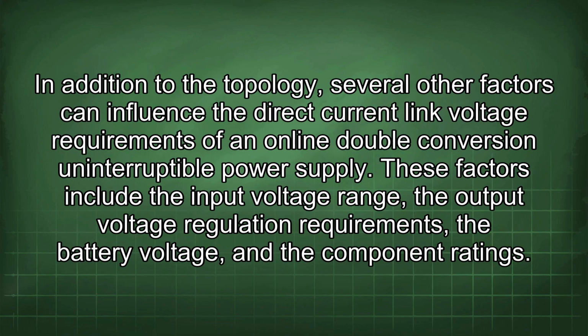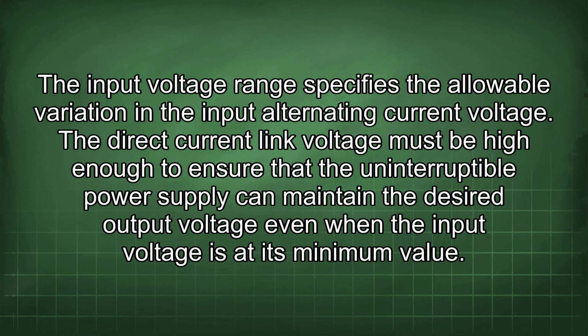In addition to the topology, several other factors can influence the direct current link voltage requirements of an online double conversion uninterruptible power supply. These factors include the input voltage range, the output voltage regulation requirements, the battery voltage, and the component ratings. The input voltage range specifies the allowable variation in the input alternating current voltage. The direct current link voltage must be high enough to ensure that the uninterruptible power supply can maintain the desired output voltage even when the input voltage is at its minimum value.